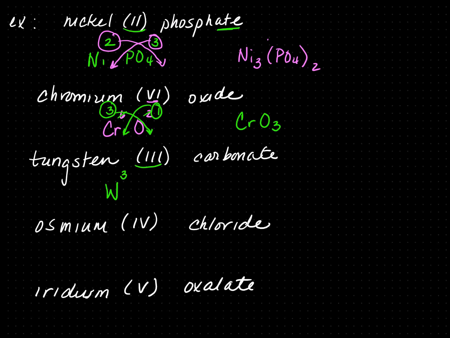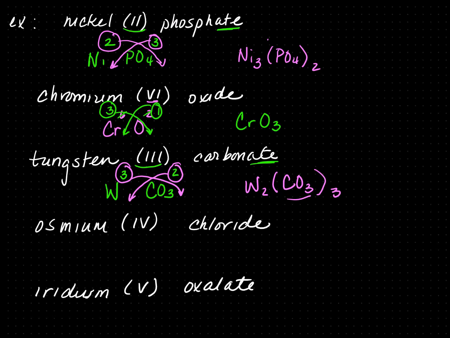Carbonate, again, this is ATE, so it's a polyatomic. So it's CO3, charge of 2-. It cannot be reduced. 3 from the tungsten goes to the carbonate. The 2 from the carbonate goes to the tungsten. So this is W2, parentheses, because there's more than one polyatomic, CO3. We do not change the polyatomic, it stays as is. Charge of tungsten goes on the outside of the parenthesis.